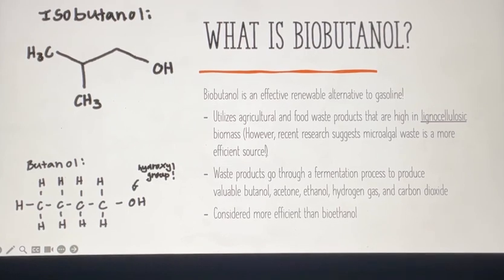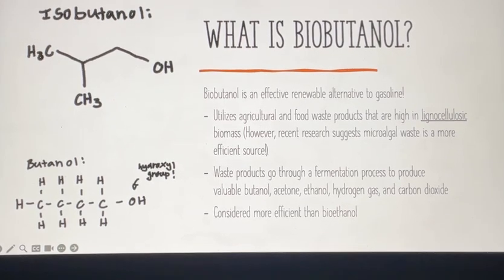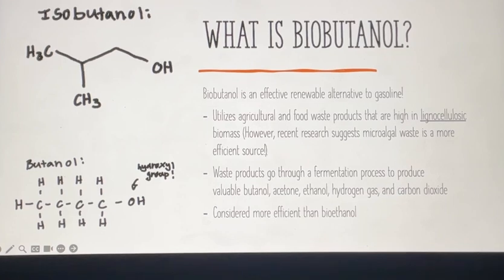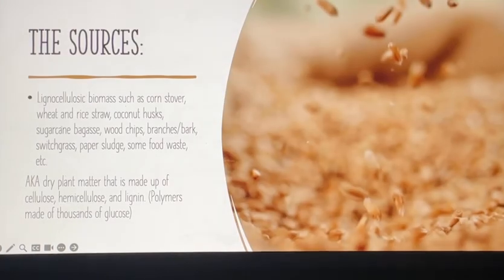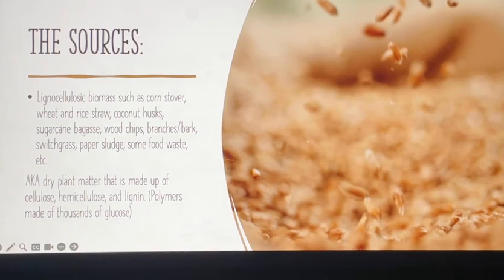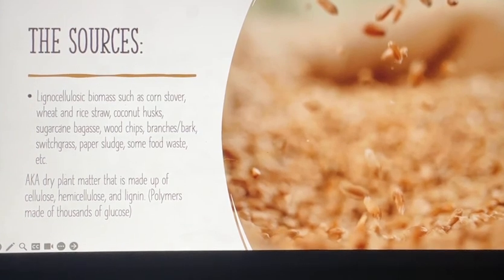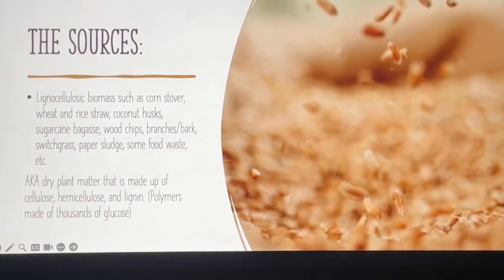On the left, I have an illustration of the molecular structure of butanol as well as its most common isomer, isobutanol. The process of making biofuels is essentially finding ways to turn organic waste products into valuable fuels.